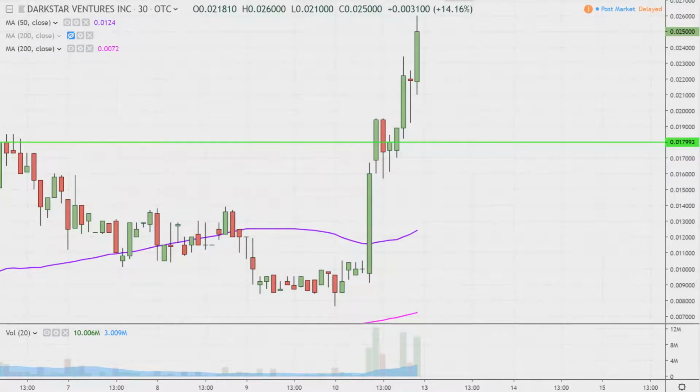Overall, though, what a move today. What a great way to close out the week. It'll be interesting to see if the bulls can build upon this momentum or not next week.